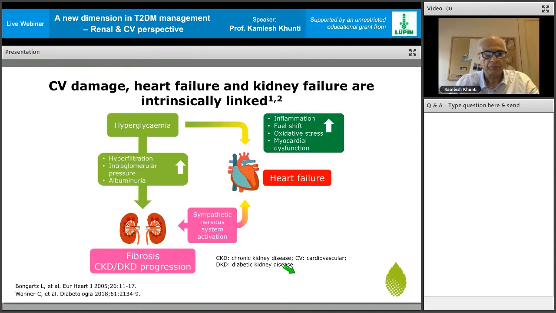In terms of the pathophysiology, we know there's an interlink between cardiac and kidney disease, and we're seeing more and more of this since we've got the new therapies. So we get hyperglycemia that can affect the heart directly through inflammation, oxidative stress, myocardial dysfunction, but it can go through other pathways where you get hyperfiltration in the kidneys, interglomerular pressure increase, albuminuria increase, and then renal fibrosis, progression of CKD and DKD, and this is through activation of sympathetic nervous system playing on the heart. And again, these are the associations with myocardial damage and eventually heart failure.